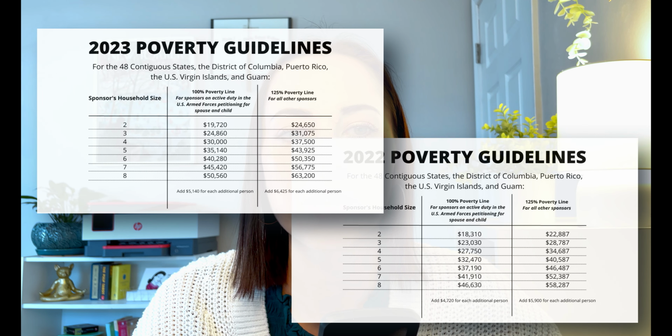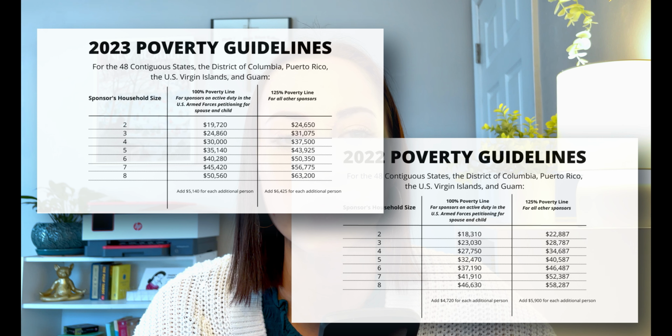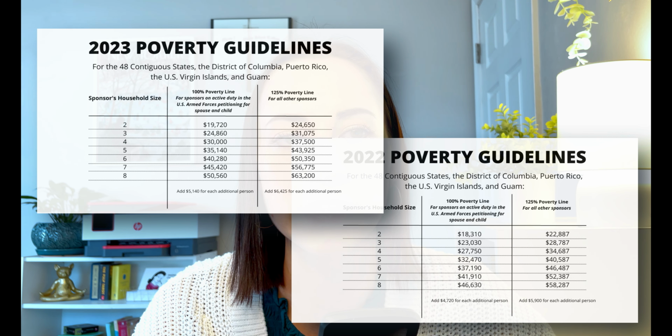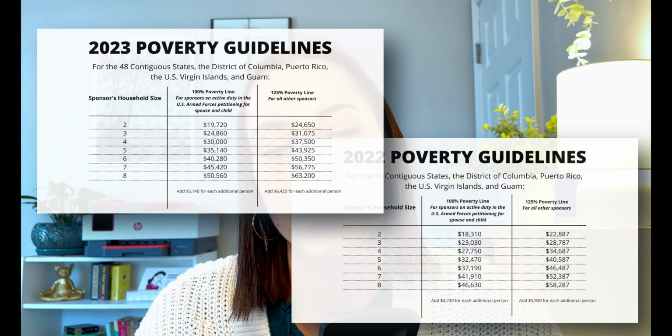On the screen, you will see two tables. One is the previous poverty guidelines from 2022, and one is the updated poverty guidelines from 2023. And every year you will notice that there are increases in the required amount of money that the petitioning sponsor or the joint sponsor needs to make in order to be able to sponsor an intending immigrant.